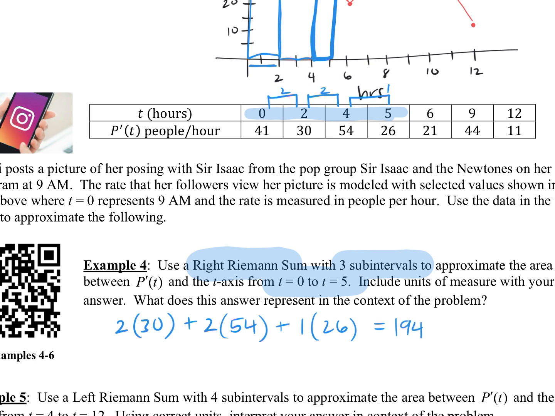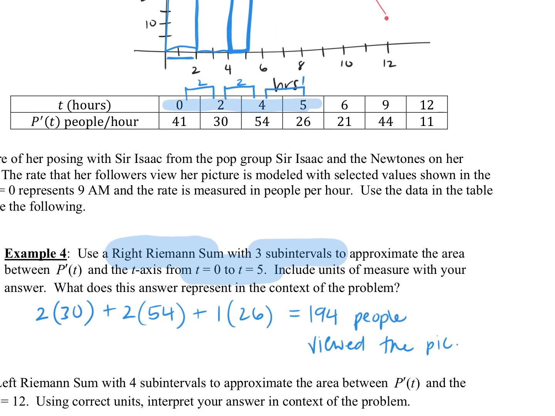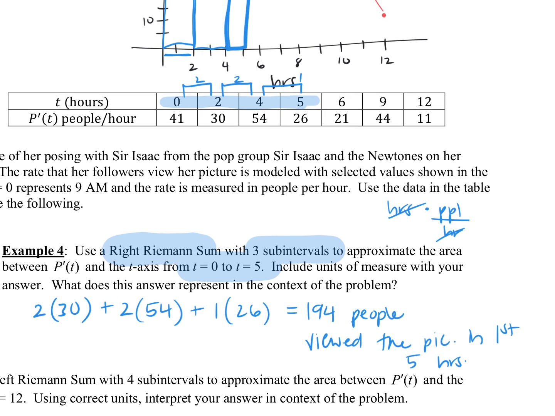But what does it mean in terms of the context of the problem? What is it? 194 people per hour, 194 hours, 194 people? Yeah, it's 194 people have seen this picture, right? So 194 people viewed the picture in the first 5 hours. Okay, reason for that is because technically we're taking hours and we're multiplying it by people per hour. So those units are going away and we're just left with people. Okay, so that is my right-hand Riemann sum.